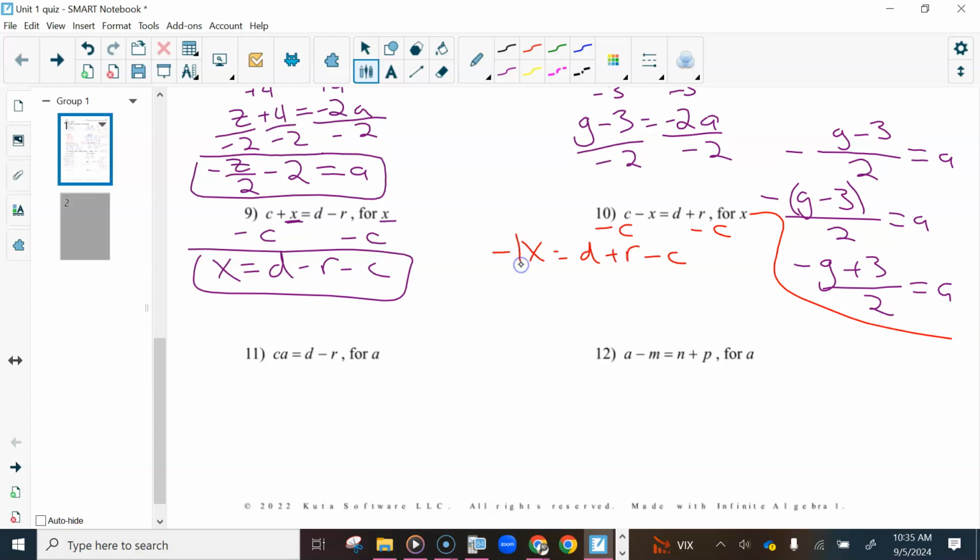So remember, this is really negative 1, so I can divide each of these by negative 1, so that all the signs change. These negatives would cancel, become a positive. This would become a negative d. This would become a negative r. And this would become a positive c.